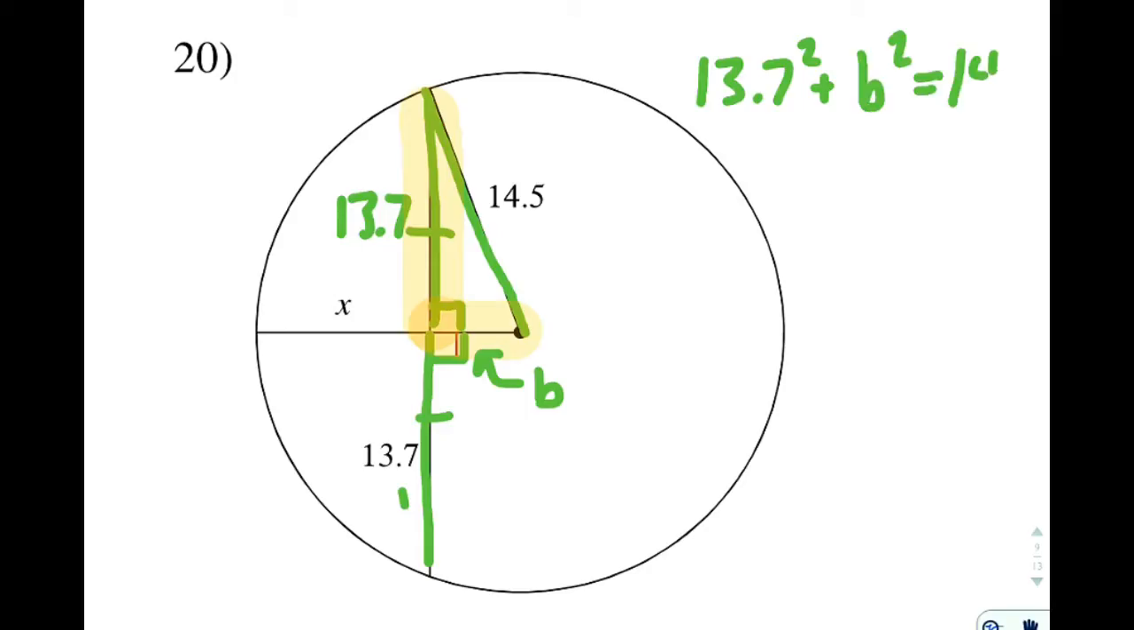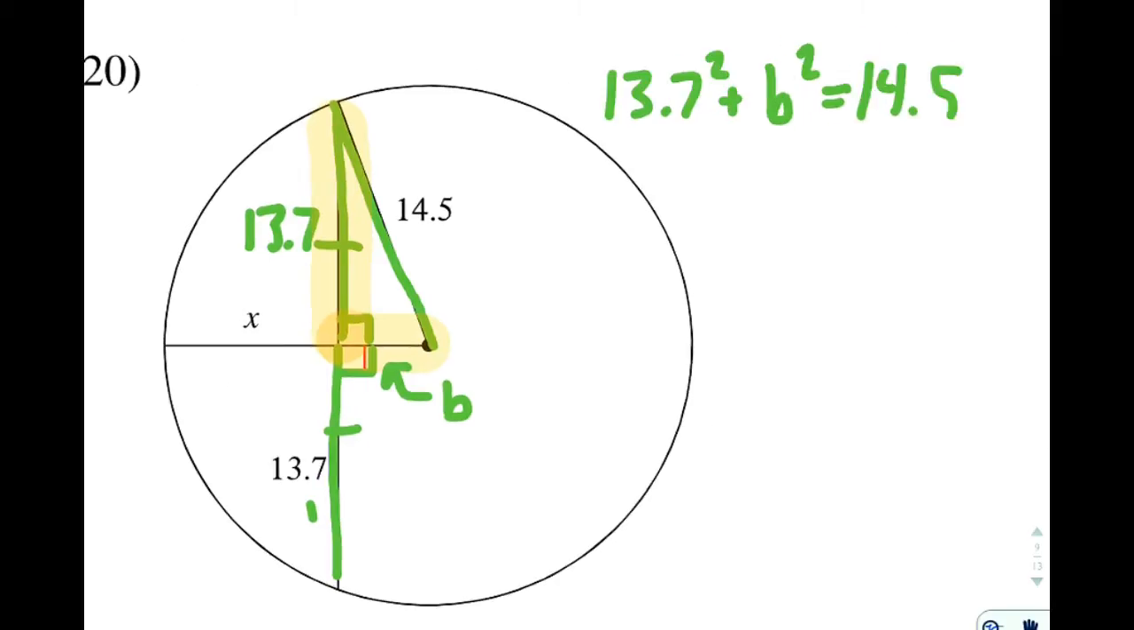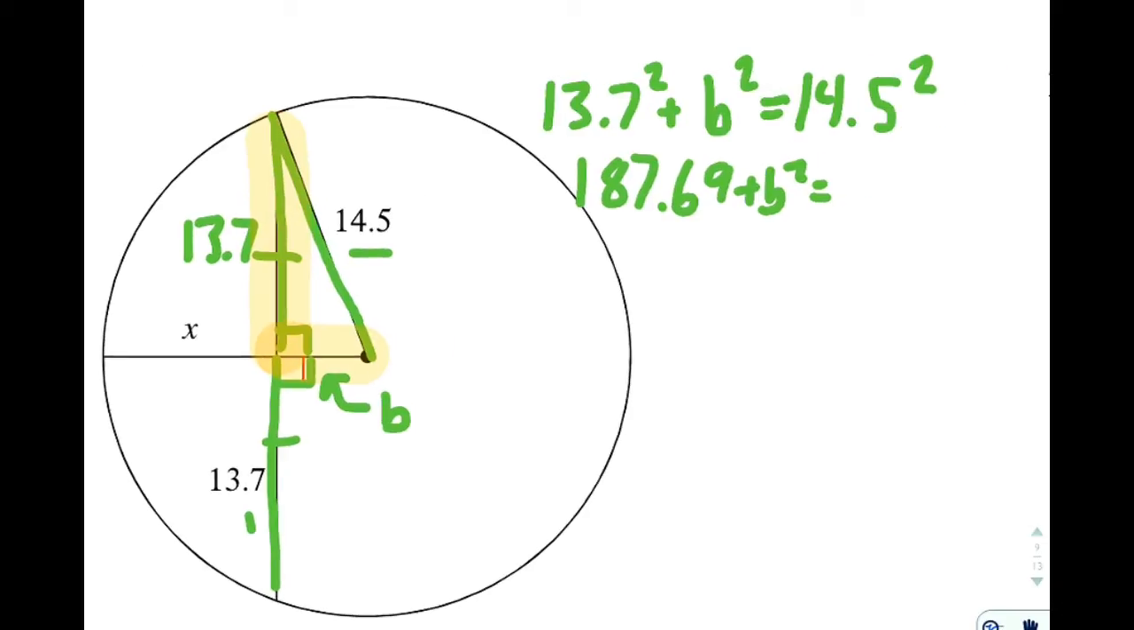is equal to 14.5 squared, my hypotenuse. This is my hypotenuse right here, the radius. So if I set this up, I get 13.7 squared is equal to 187.69 plus b squared is equal to, and then 14.5 squared is 210.25.